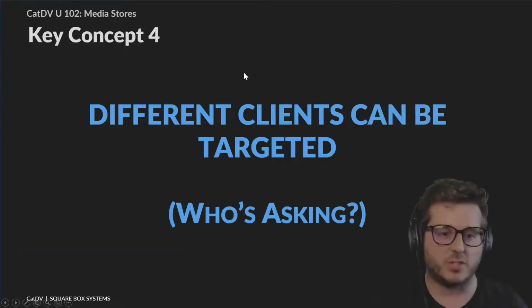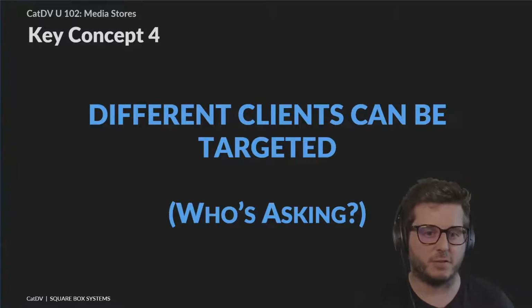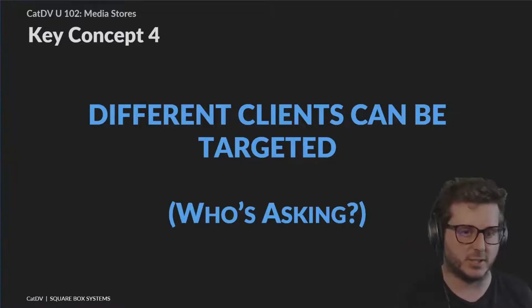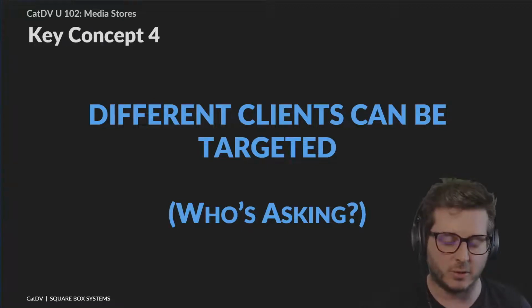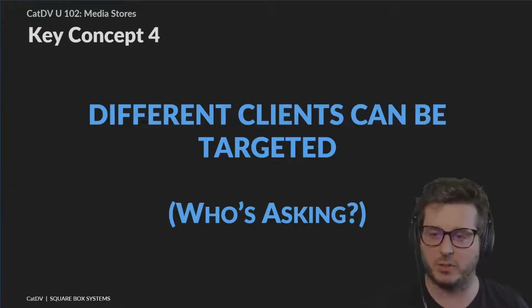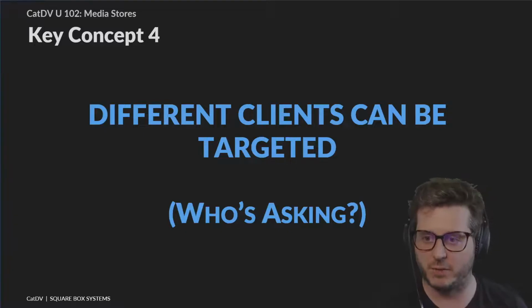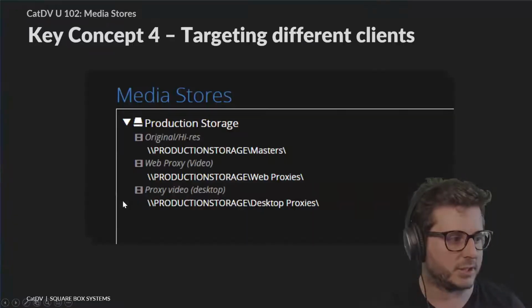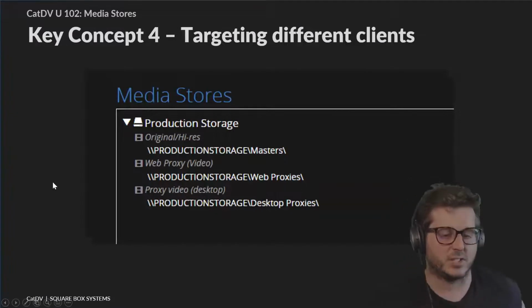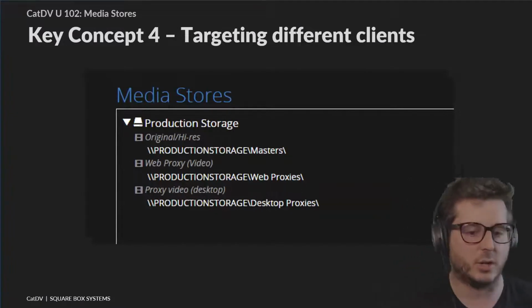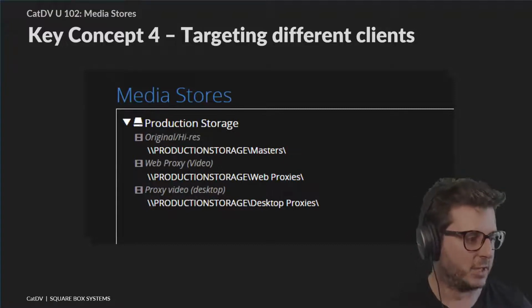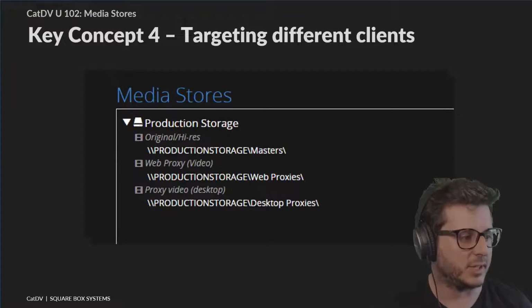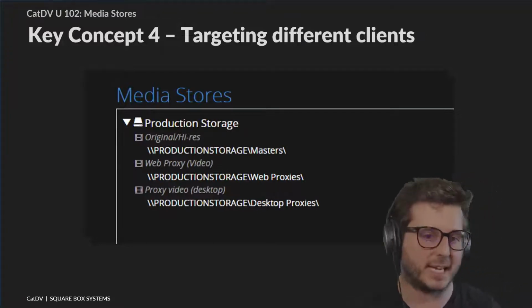So then key concept 4 is different clients can be targeted. So this is what I call who's asking. Depending on which application or panel is asking for the content, you can target it with different files using the media store configuration. So in this example, we've got an original location, we've got our web proxy location, and we've also now added a different location for the desktop client. So you'll see it says proxy video and in brackets desktop.